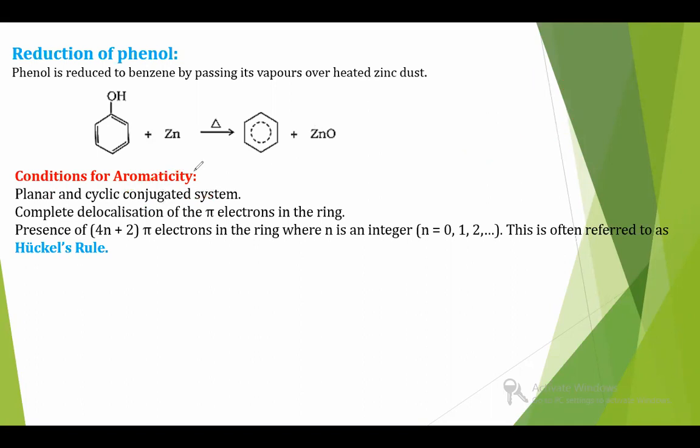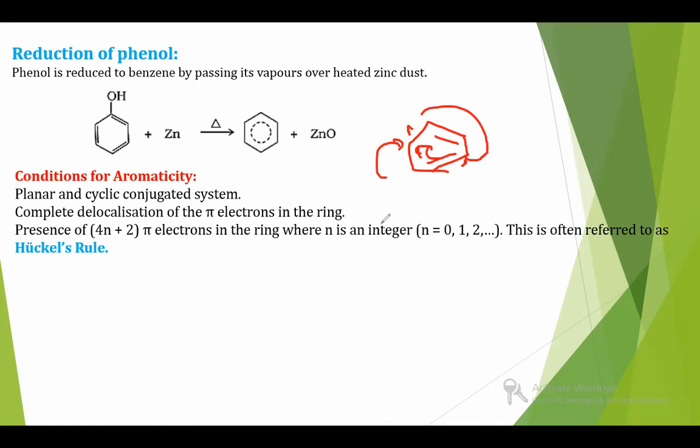Cyclic means the first carbon links completely to the last carbon. Cyclic will be having conjugated alternate double bonds. So the conditions for aromaticity: a planar molecule and a cyclic conjugated system, and complete delocalization of pi electrons in the ring. In this closed structure, the pi electrons should move throughout the carbons from the first carbon to the last carbon.